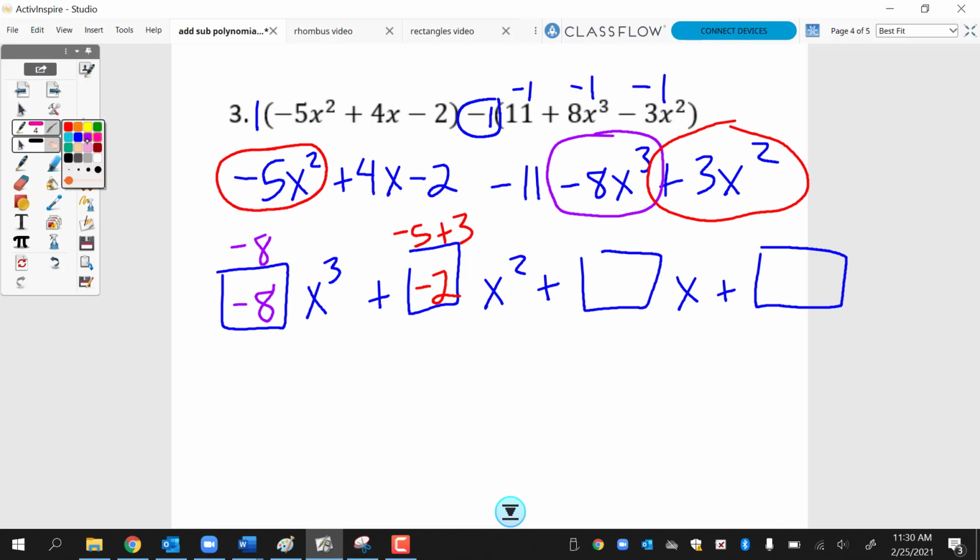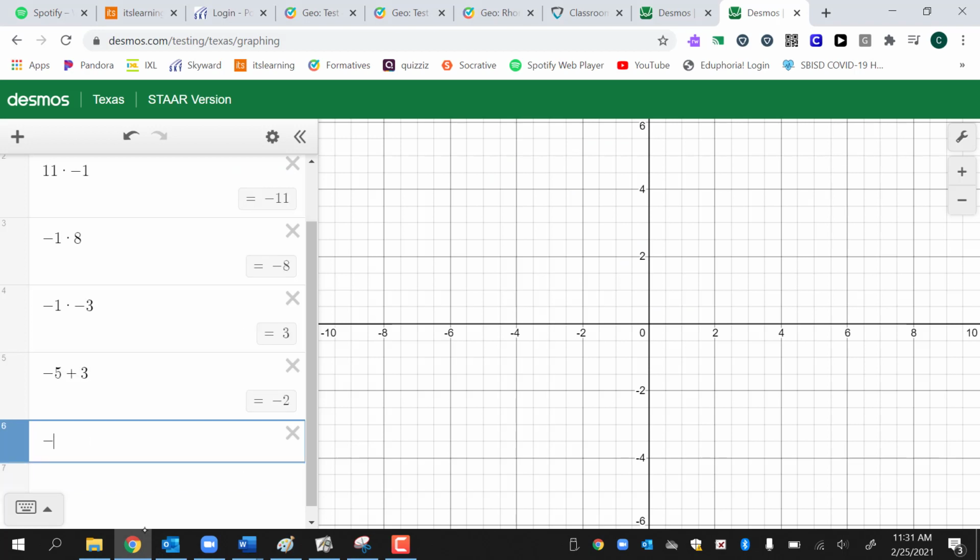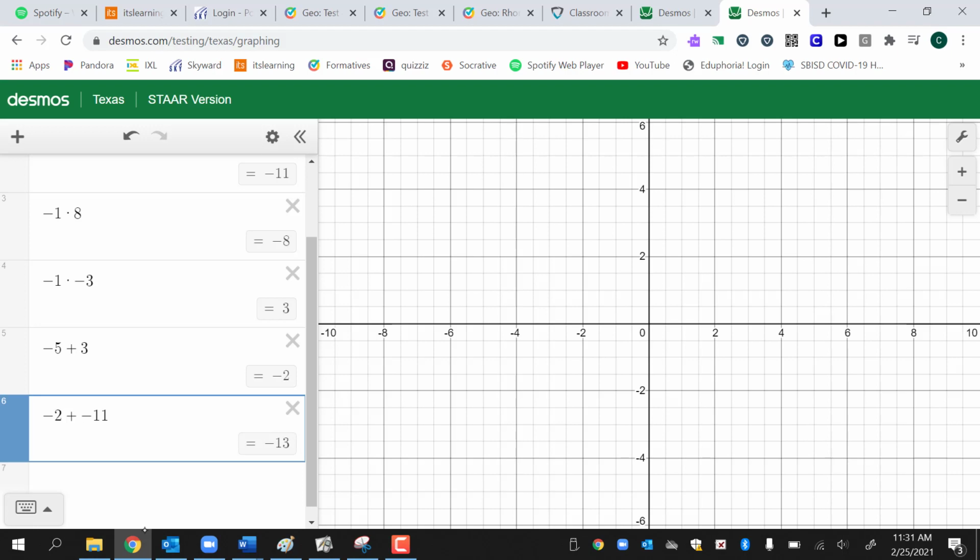For my x's, I have a positive 4x, but no other regular x's. So I'm just going to drop that 4 in there. And then for my regular numbers, I have a negative 2 and a negative 11. So negative 2 plus negative 11. We're going to type that in Desmos. Negative 2 plus negative 11 is negative 13.